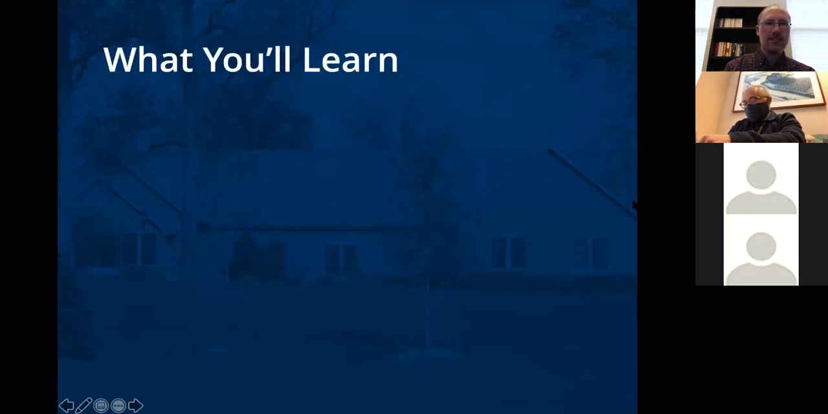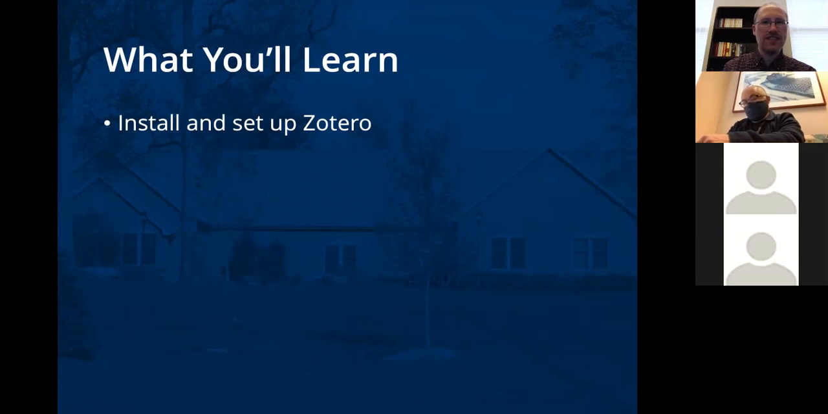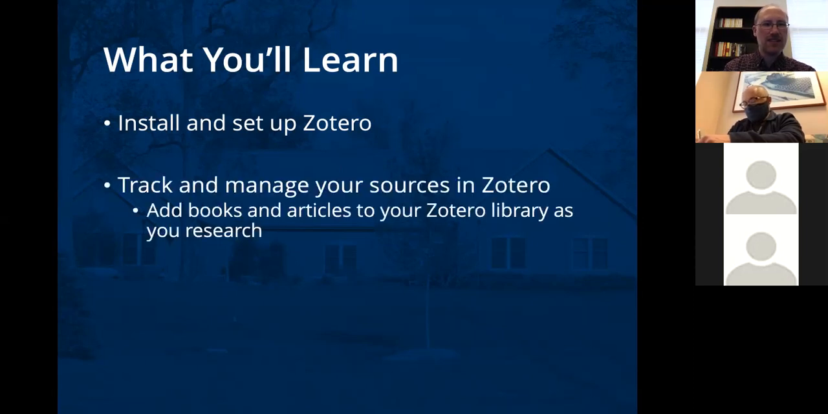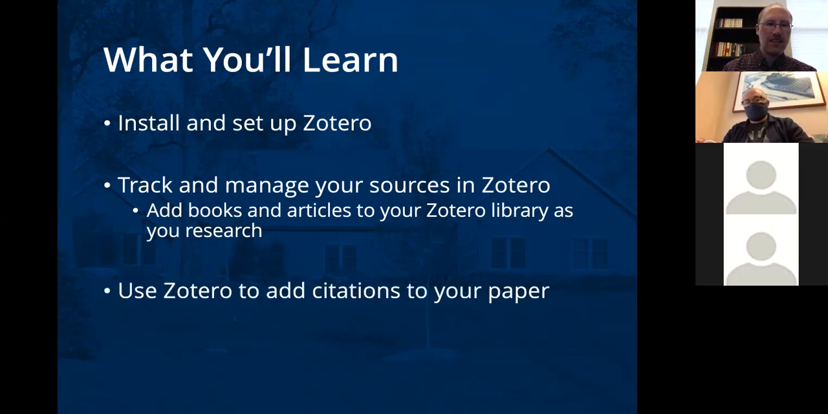So to talk about what we're going to go over today, we're first going to talk about installing and setting up Zotero, some of the settings that you'll want to configure on a fresh install to make the best use of the software. We'll talk about tracking and managing your sources in Zotero, including how you can add books, articles, and other items to your Zotero library as you do your research. And then we'll talk about using Zotero as you write to add citations and your bibliography to your paper.